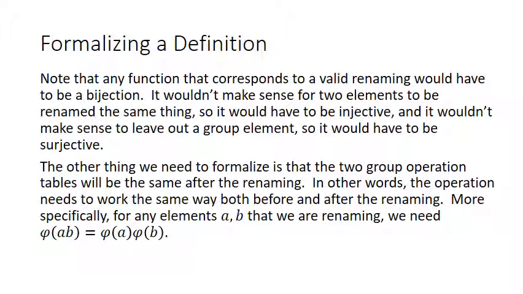Okay, so the other thing we need to formalize to get our proper definition of groups being essentially the same is that we need to make sure that the two group operation tables will be the same after the renaming. In other words, the operation needs to work the same way both before and after the renaming. To say this more specifically in equation form, for any elements A and B that we're renaming, we need that phi of AB equals phi of A times phi of B.